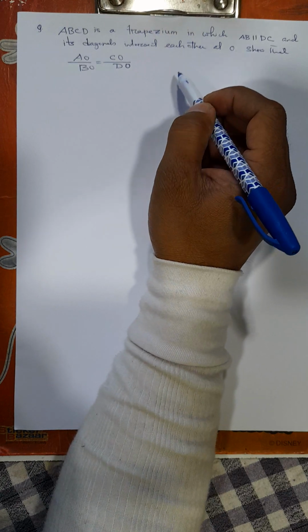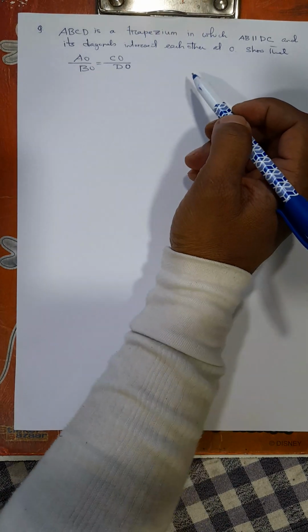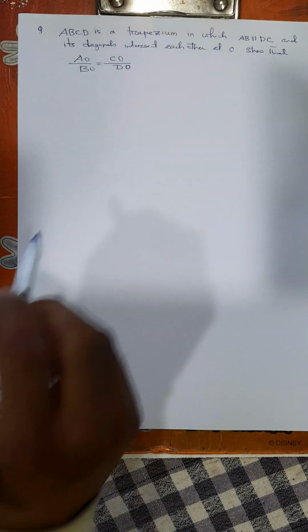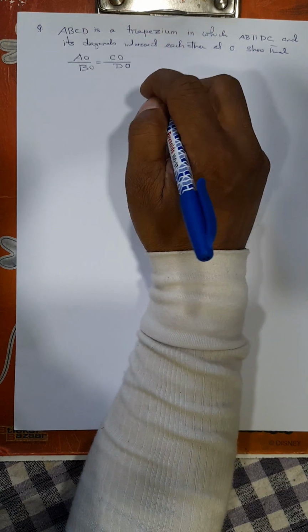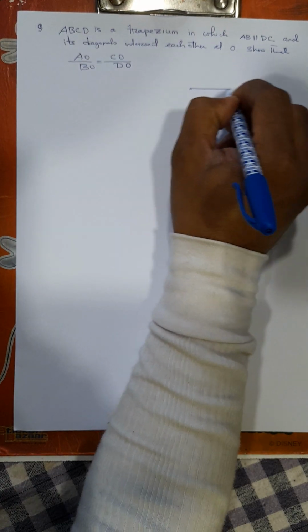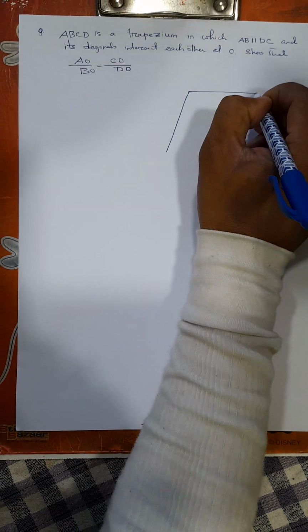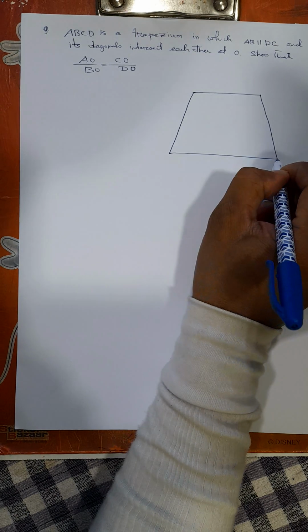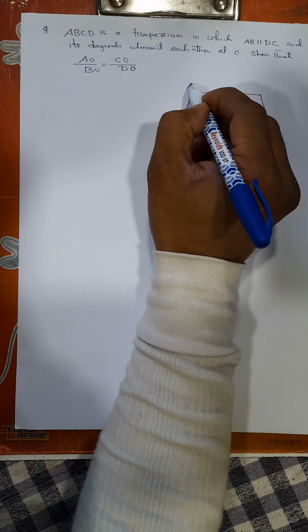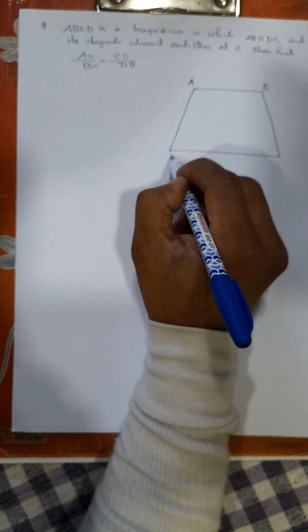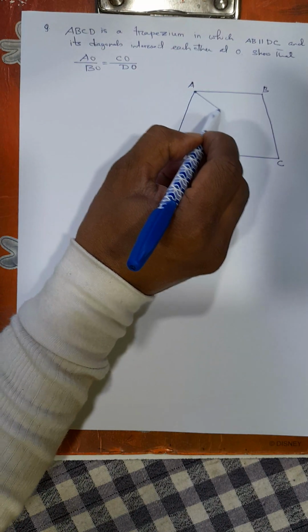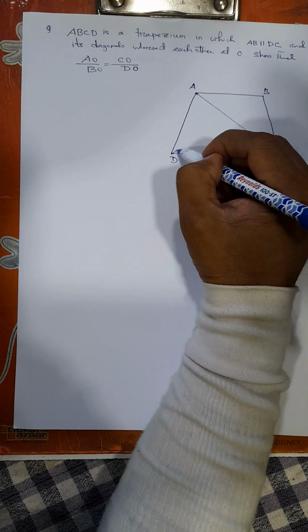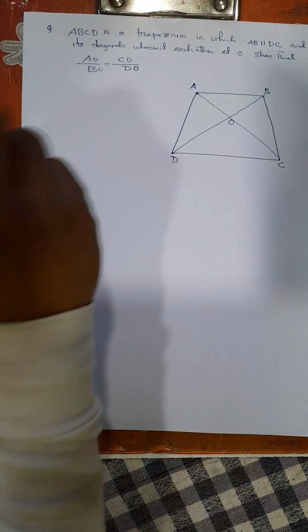Now let us come to question number 2 here. ABCD is a trapezium in which AB is parallel to DC. Diagonals intersect each other at O, so that AO by BO equals CO by DO. Let us draw a trapezium. AB parallel to DC. So this is AB. Suppose this is DC. Diagonals intersect at O. This is O, suppose, right?